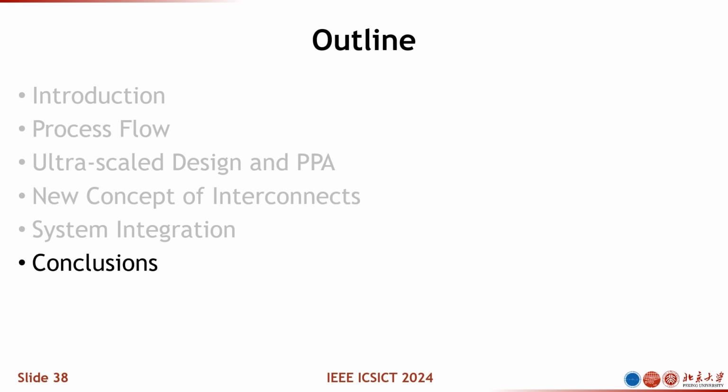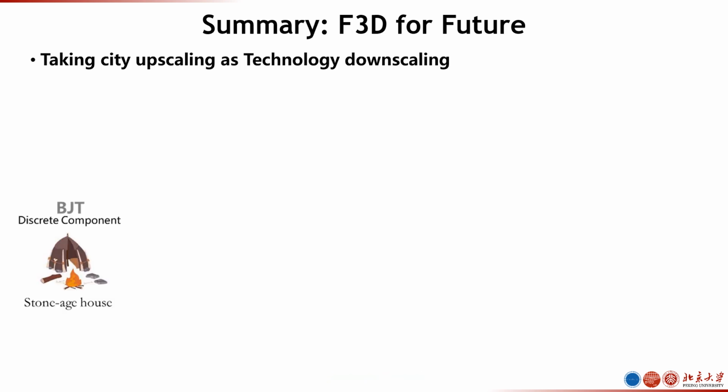And now let's move to the conclusion. I want to take city building as an example for the evolution of integrated circuits. For example, 1,000 or 10,000 years ago, when we were still in the Stone Age, we built a small tent like this. This is just like the beginning of transistor technology. We have the bipolar junction transistor, and every component of the circuit is a discrete component. But this is the beginning.